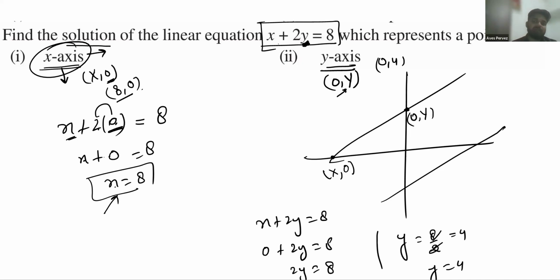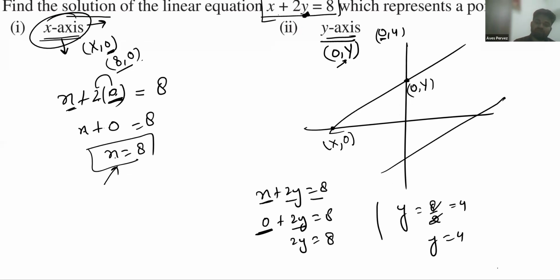Similarly, when you put the value of x as 0, because on the y-axis x will be 0, then x + 2y = 8 becomes 0 + 2y = 8. So 2y = 8. When this 2 is multiplying, it goes into the denominator, and you will get y = 4.